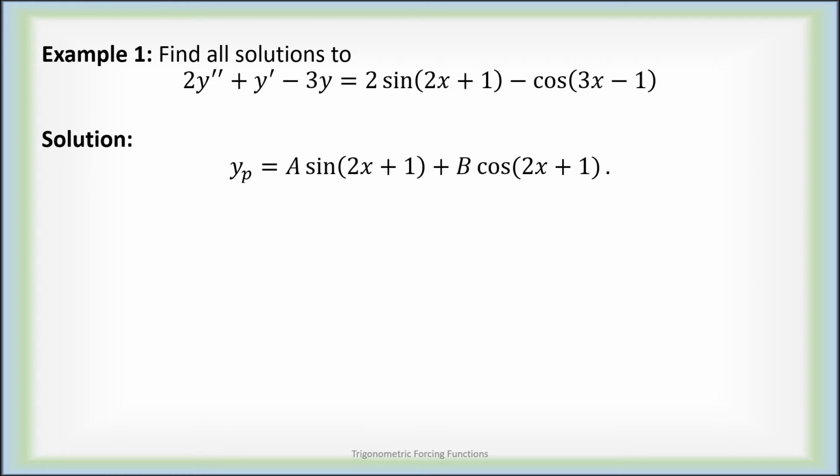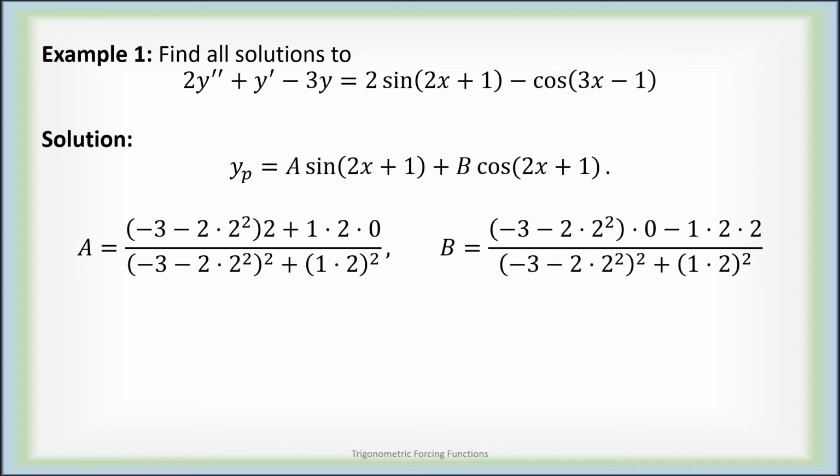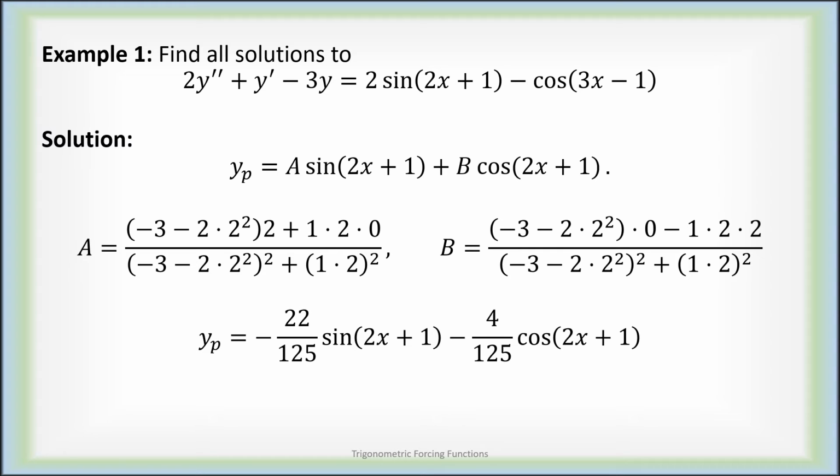So here was our proposed solution, and taking all the values for k1, k2, a, b, c, omega, and phi, and plugging them in, we get these expressions right here. So that works out to being A is negative 22 over 125, and B is negative 4 over 125. So we actually found that in order to produce a forcing function of just a sine of 2x plus 1, we actually do need a sine and cosine in y sub p.